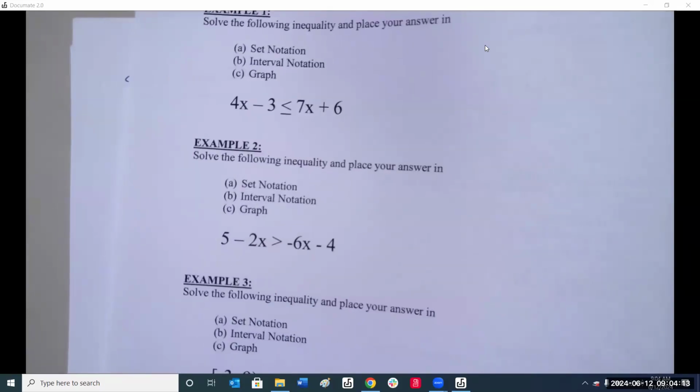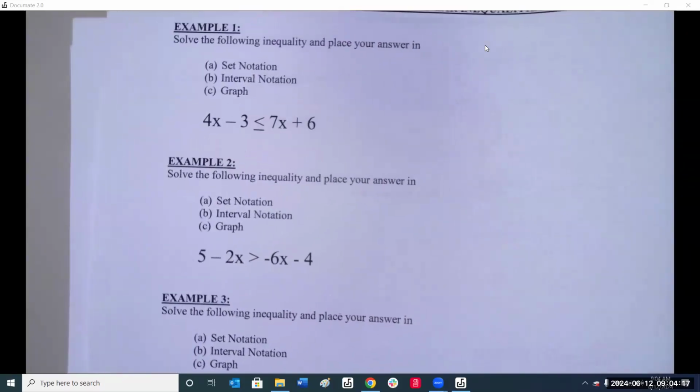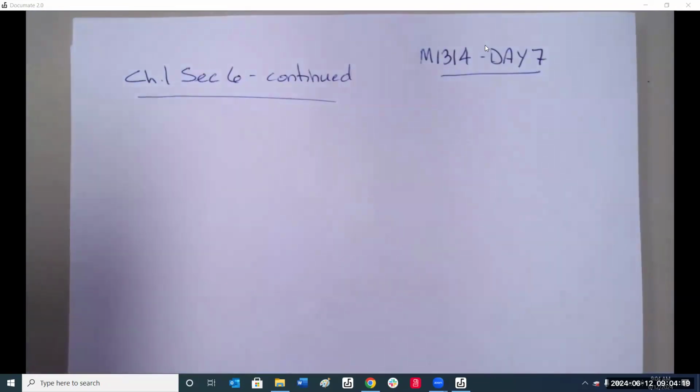Okay, today we're going to finish up chapter 1. We're going to do the last part of chapter 1, section 6, just going through the homework assignments. I mean, the example sheet I gave y'all.